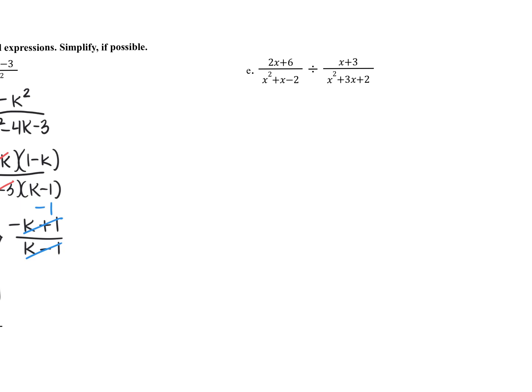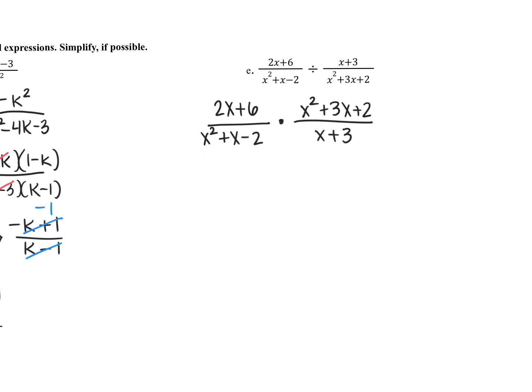Our second example, we have 2x plus 6 over x squared plus x minus 2 divided by x plus 3 over x squared plus 3x plus 2. I don't do any kind of factoring before I do the keep, change, flip. So we're going to have 2x plus 6 over x squared plus x minus 2 times x squared plus 3x plus 2 over x plus 3.